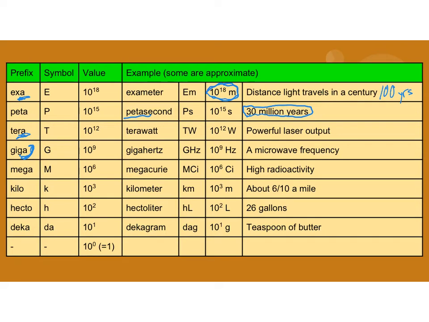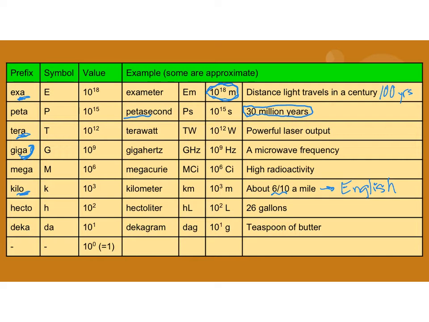A kilometer, now we're getting to some things we might be more familiar with. That's 10 to the 3 order of magnitude. That is about 6/10 of a mile, 6/10 of a mile being the English unit. A hectoliter. A hecto is what we use for 10 to the 2 order of magnitude. A hectoliter is 26 gallons, so that's still a very large volume. And then 10 to the 1 is a decagram. The decagram is about a teaspoon of butter.